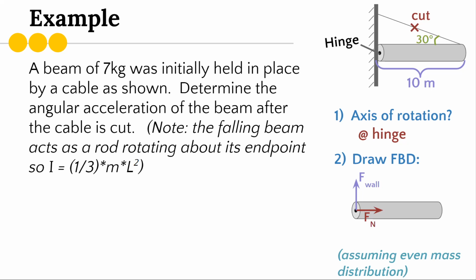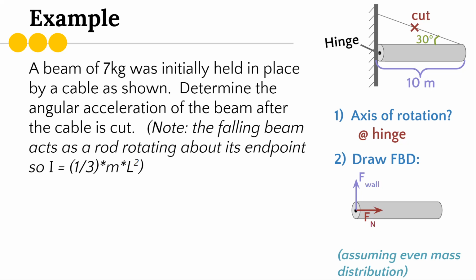Okay, what other forces should we include? Gravity. Yeah, we should include the weight of the object, the force of gravity. And we're going to assume an even mass distribution. I have that note down here at the bottom. It does say the beam has mass. Sometimes the question will say it's a massless beam, and then you don't have to include that, but it'll have something on the beam then.